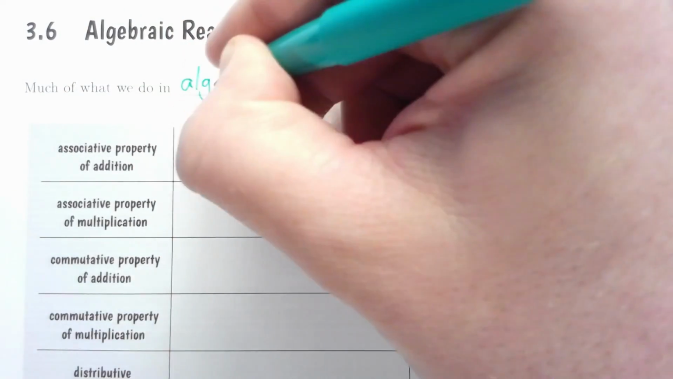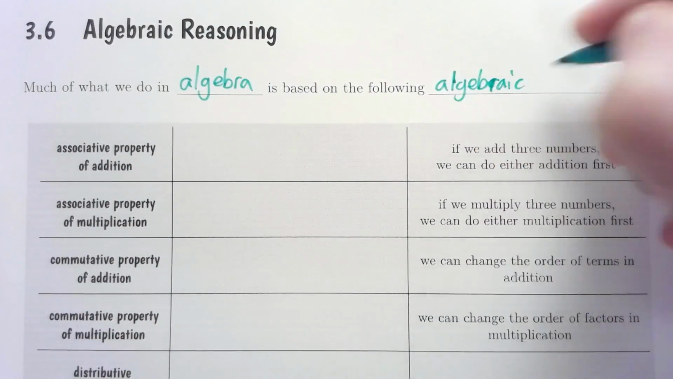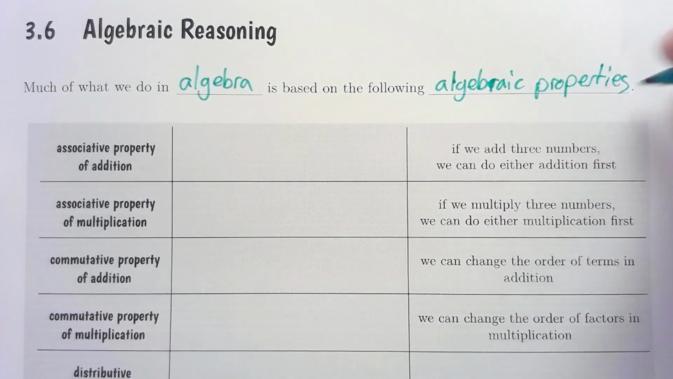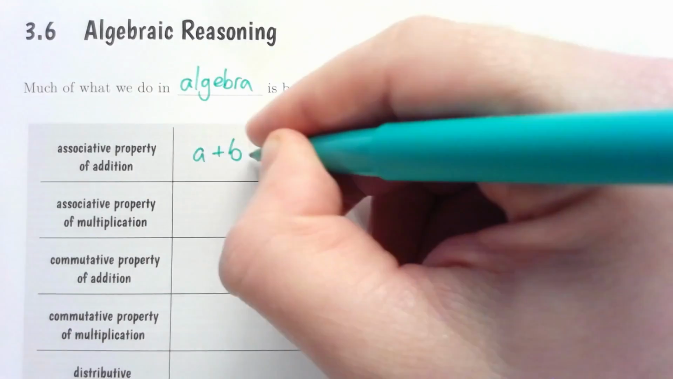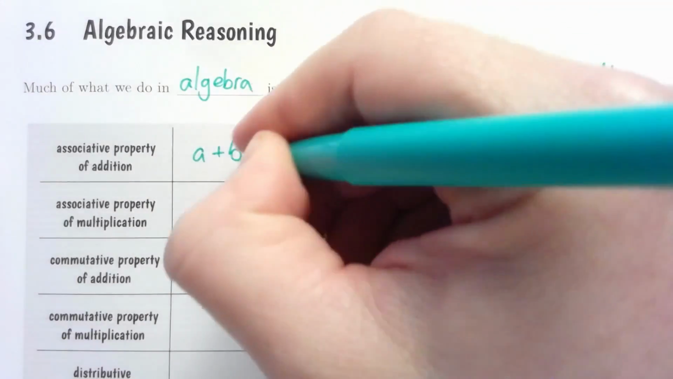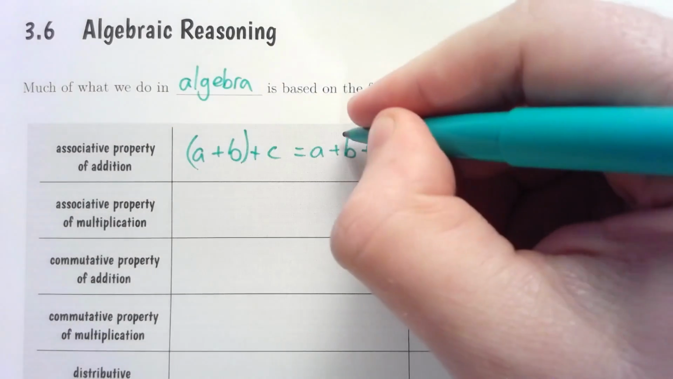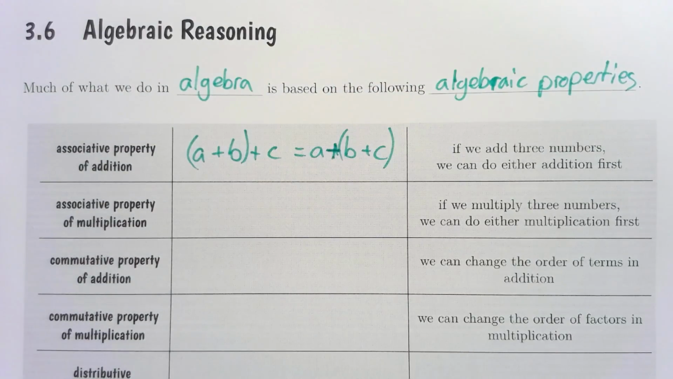Much of what we do in algebra is based on the following algebraic properties. The associative property of addition. This says that if we have three values that are added, A, B, and C, we can either add A and B first or add B and C first, and we get the same result. If we add three numbers, we can do either addition first.